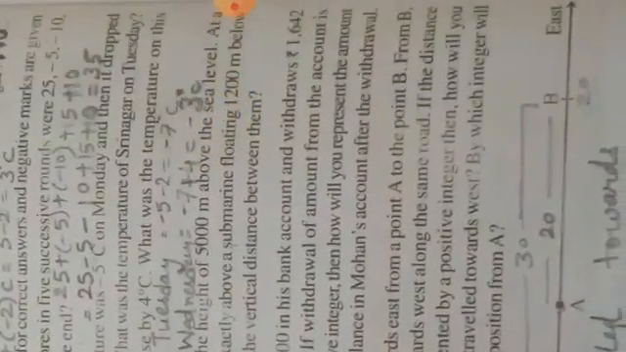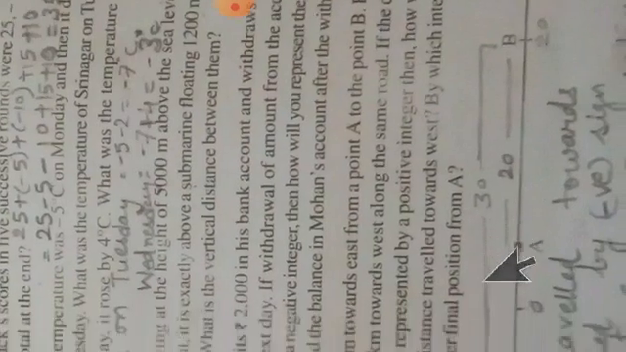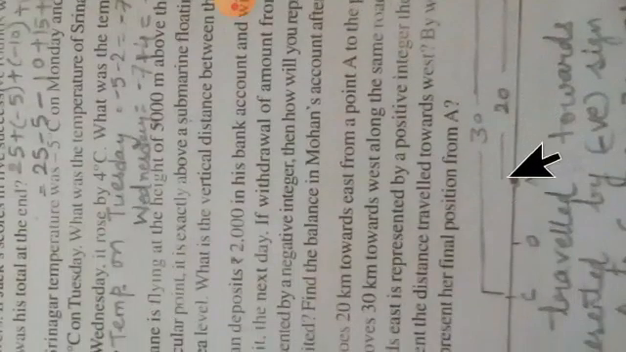If the distance toward the east is represented by positive integer, then how will you represent the distance traveled toward the west? So towards east it is represented by positive sign, towards west it is represented by minus sign. So towards east it is positive sign, so what will be towards west? It will be negative sign.